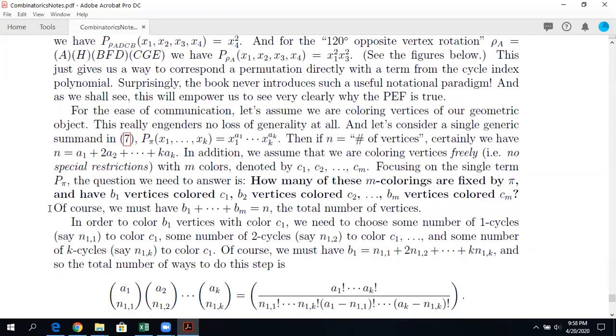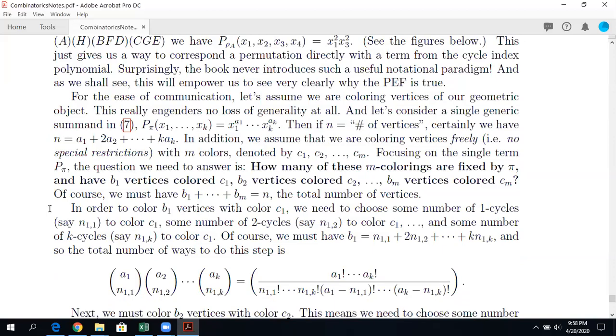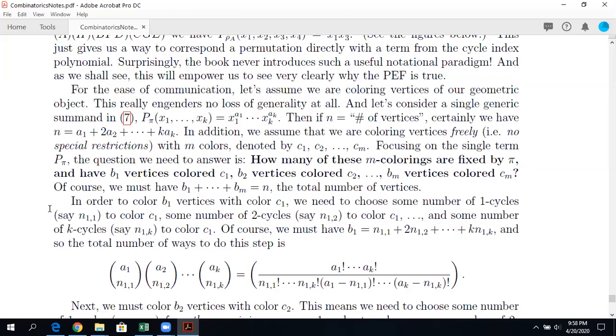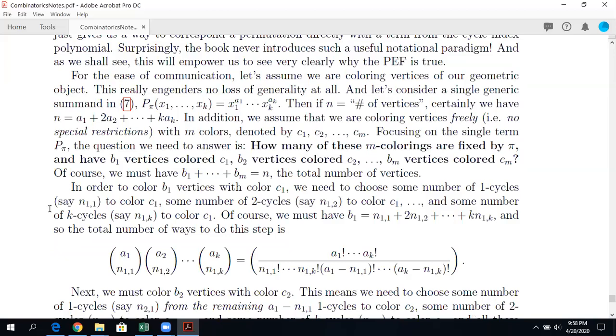Again, we're looking at a single generic summand in the cycle index polynomial corresponding to permutation pi, and I'm just going to write it as x1 to the a1 times all the way up to xk to the ak, which means a1 1-cycles and ak k-cycles. Then if n is my number of vertices, n has to be equal to 1 times a1 plus 2 times a2, because each of those a2 2-cycles consists of 2 elements, plus all the way up to k times ak. So the number of vertices is equal to that sum.